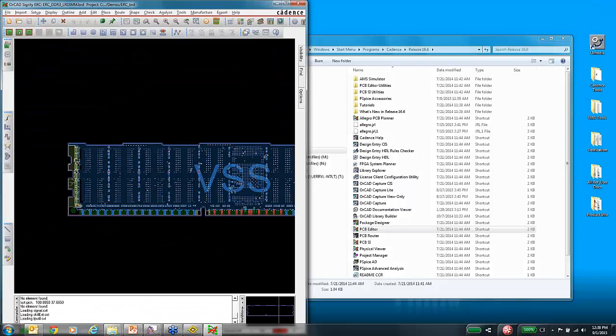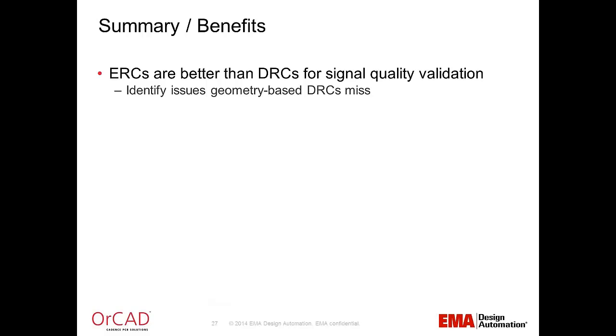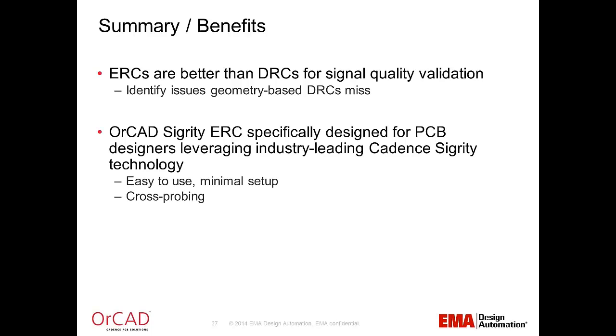And we'll come back to our presentation here. So in summary, the idea is that ERCs are much better than DRCs just because they go beyond what DRCs look at. DRCs, like I said before, are just constraint-driven, things like lengths and widths of traces. ERC looks at proximities of adjacent signals, looks at proximities of reference planes, and gives you a good geometry-based rule checking system that's easy to set up, easy to use.